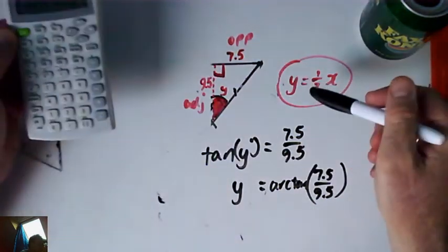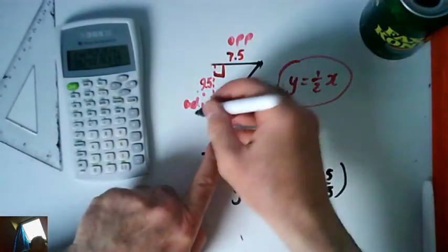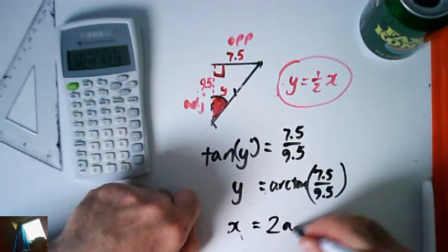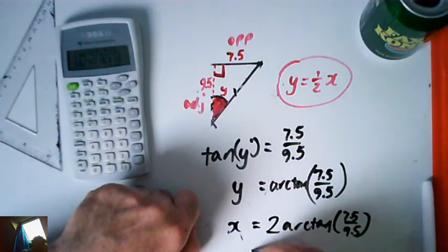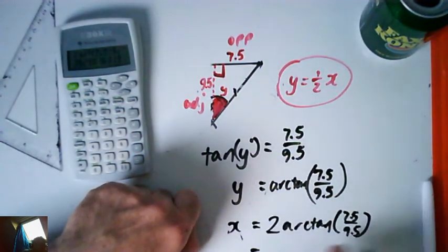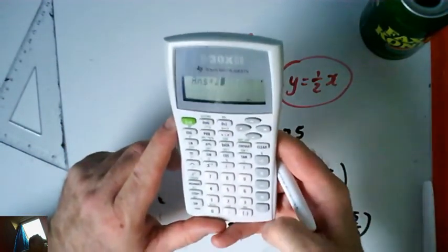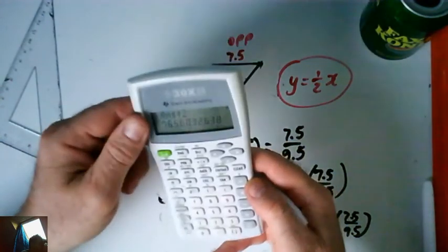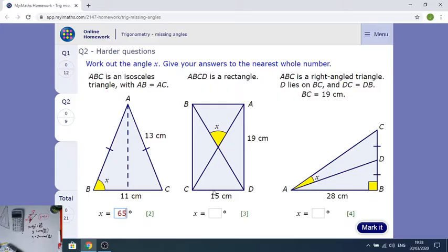38.29. But remember that that was only half of the angle we were trying to get, because we were trying to get the bigger x that was double that. So x equals 2 times that, 2 times arctan of 7.5 over 9.5. So I'll just multiply it by 2, and I get 76.58, so just about 77 when I round it to the nearest whole number. 77.